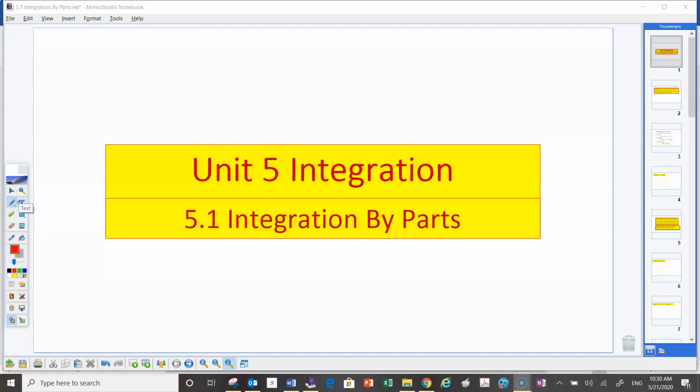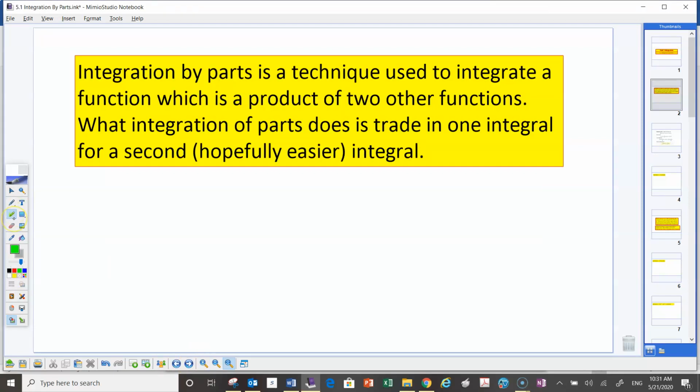In Chapter 5, we're going to look at different techniques of integration. So far, the only technique besides our basic integration has been u-substitution. In 5.1, we're going to learn how to integrate by using integration by parts. Integration by parts is used when we have the product of two functions and we're asked to integrate them where u-substitution doesn't work. What integration by parts does is it trades in one integral for hopefully a second integral that is easier. And that'll make more sense when we go through the examples today.